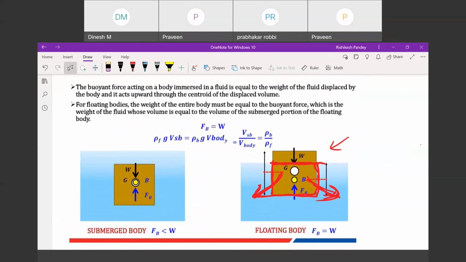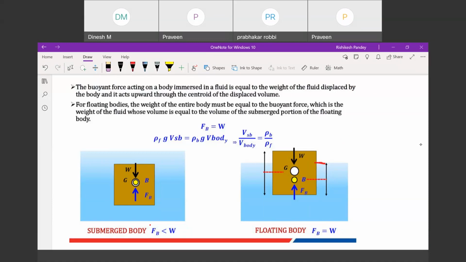Now, we have two cases. One is a submerged body, another is a floating body. In case of a submerged body, what happens? Buoyancy force is less than the weight. If weight is more and buoyancy force is less, the body will submerge. And when the weight of the body and the buoyancy force are equal, it's not like FB is greater, it cannot push this outward. The net force cannot come like this. So if FB is equal to the weight of this body, then it will be a floating body case.